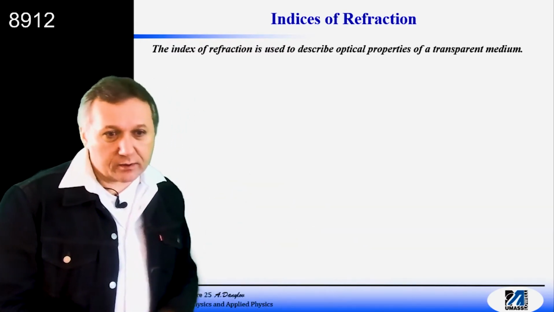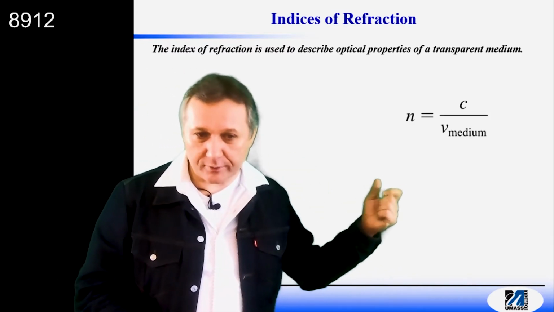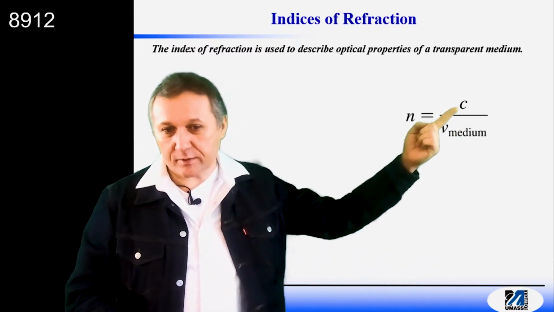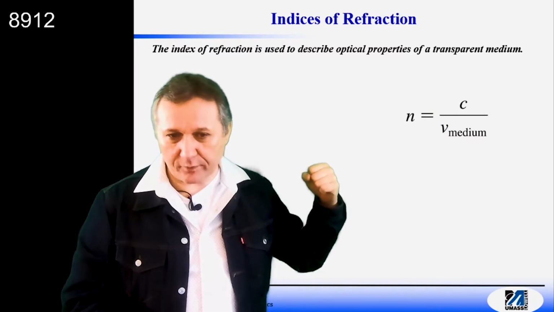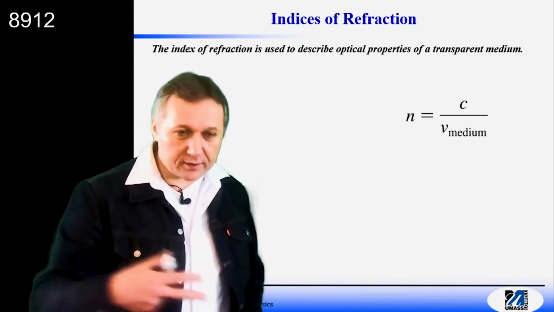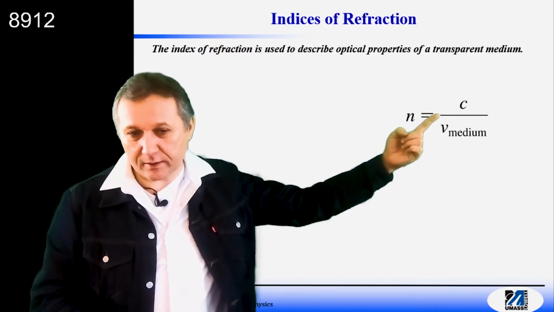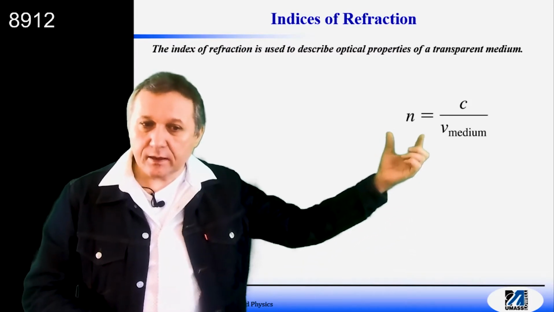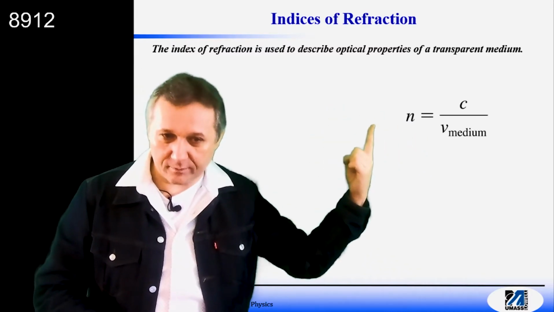But researchers finally introduced a parameter called the index of refraction, and it is defined this way: n equals the speed of light in a vacuum, 3 times 10 to the power of 8 meters per second, divided by the speed of light in this or that particular medium. So if it's glass, for example, it is the speed of light divided by a number which is slightly less than the speed of light.